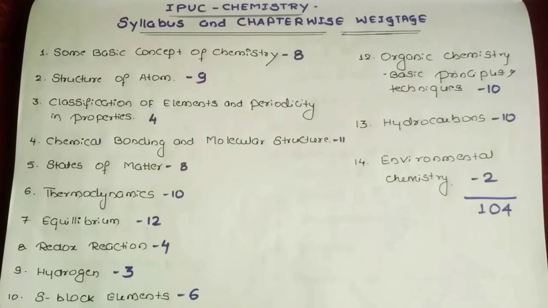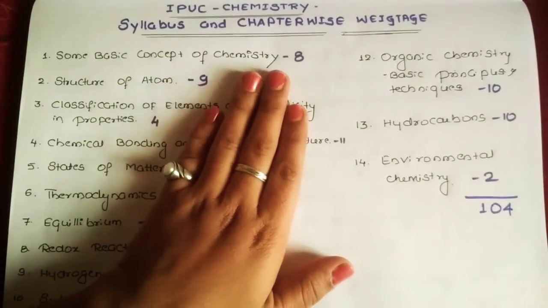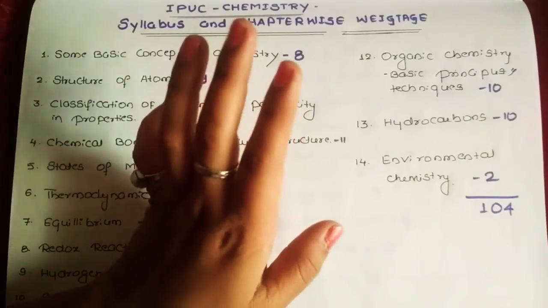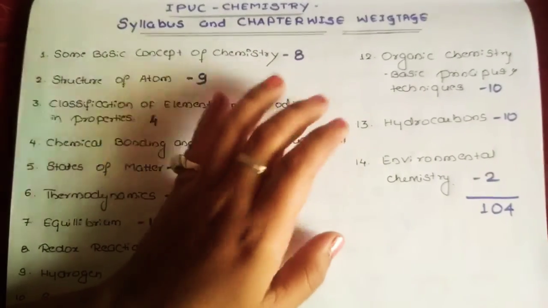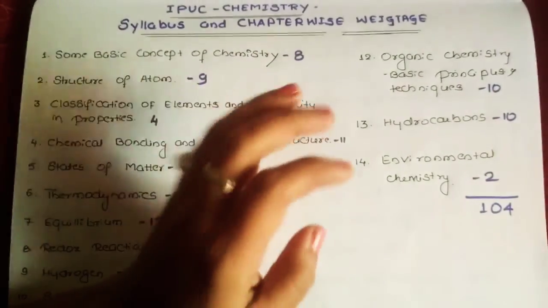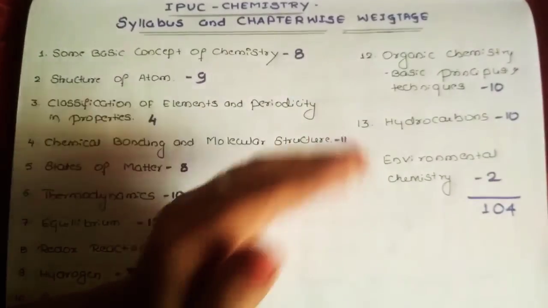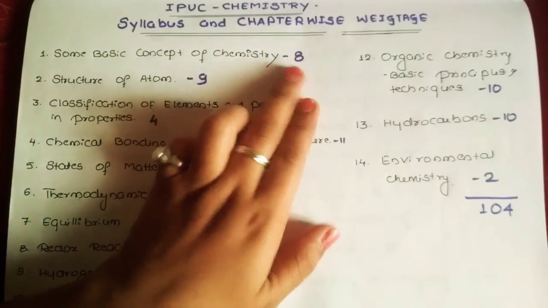The first chapter deals with some basic concepts of chemistry, where we are going to learn what you mean by atom, what you mean by matter, the states of matter, and some laws of chemical combination. All those things we are going to study, and the mole concept. The weightage of this chapter is 8 marks. Means in your theory exam, the questions that will appear in the question paper will be 8 marks from this topic.